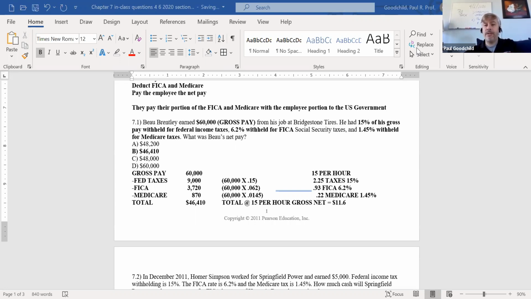Okay, so I've got a couple questions in the chat here. Would it work if you added all the percentages together? The answer is yes. Where does the 2.25 come from? Someone asked what about if they made $15 per hour. So I took just the $15 per hour, and 15% of 15 is 2.25, 6.2% of 15, and 1.45 of 15. So this is just kind of an hourly example here.